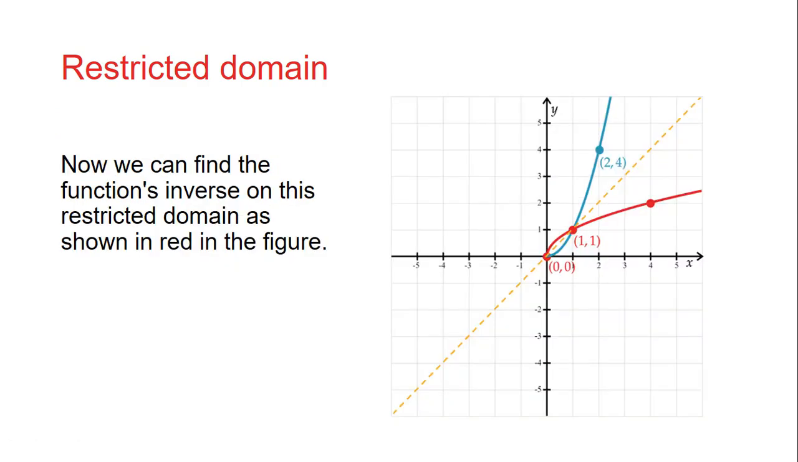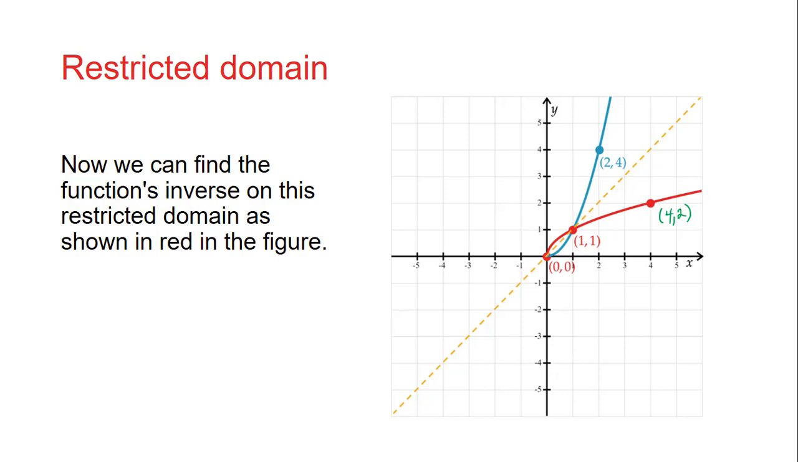And then when we do that restriction, we can actually find the inverse function on that restricted domain. So for instance, if (0, 0) was on the original function, then the inverse function would have the reverse of those, which is also (0, 0). (1, 1) has a reverse of (1, 1). (2, 4) would go to (4, 2) on the inverse.